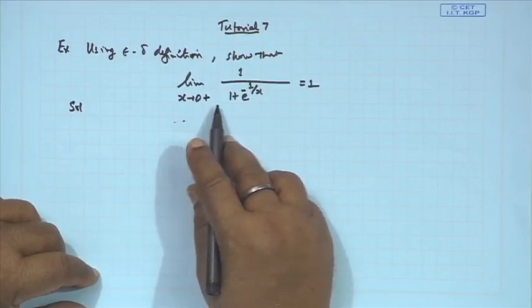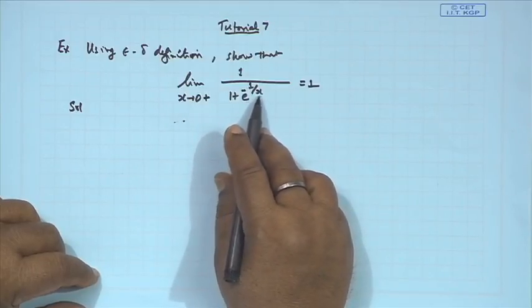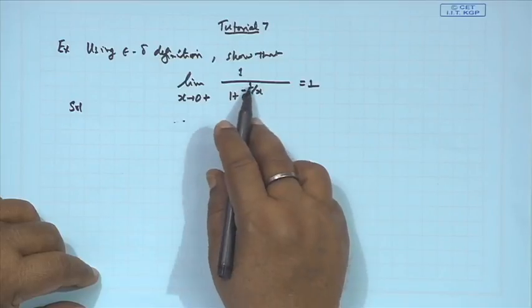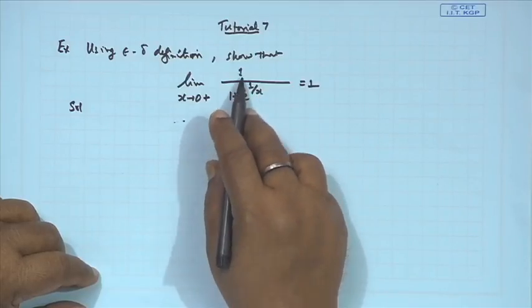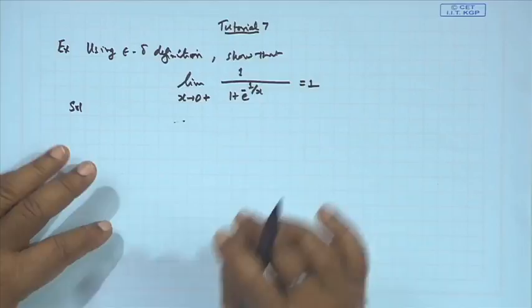If I make the substitution x equal to 0 plus h, and h tends to 0, it obviously goes to e to the power minus infinity. So, it will go to 0 and the limit will come out to be 1. So, this is our observation.